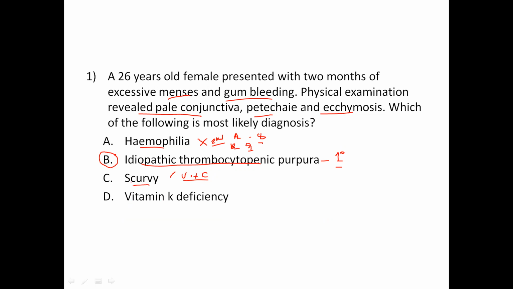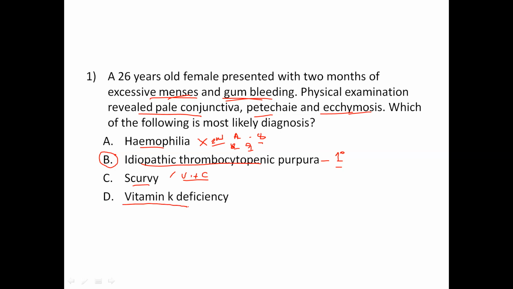By the way, scurvy, or vitamin C deficiency, can cause all the explained symptoms, like menorrhagia, which is excessive menses, and also gum bleeding, anemia, petechiae, as well as ecchymosis. So the above history needs a nutritional history in order to consider scurvy. Otherwise, scurvy can cause mucosal bleeding as well as skin bleeding.